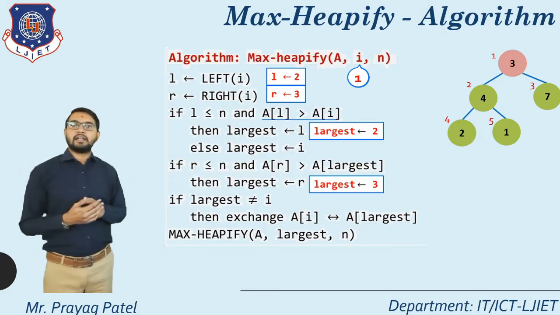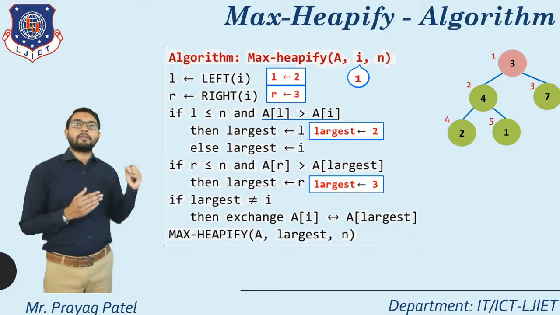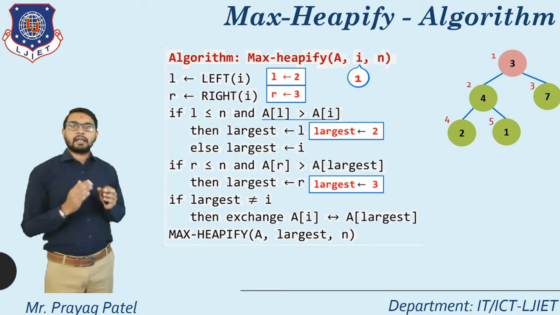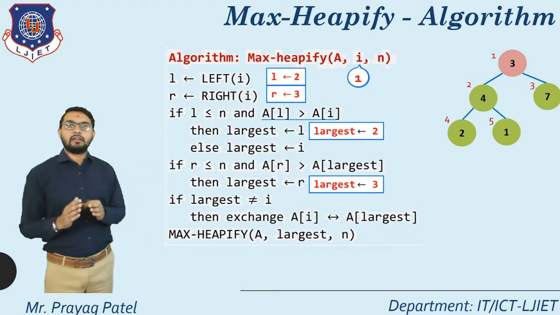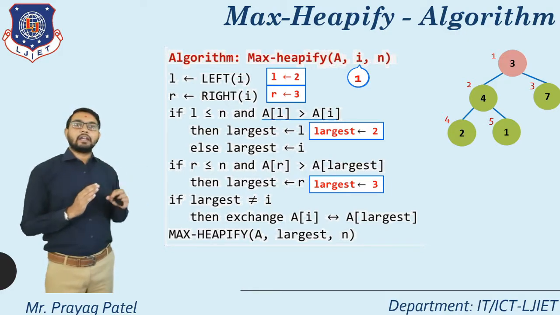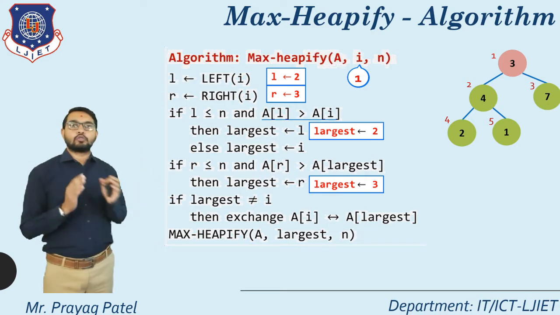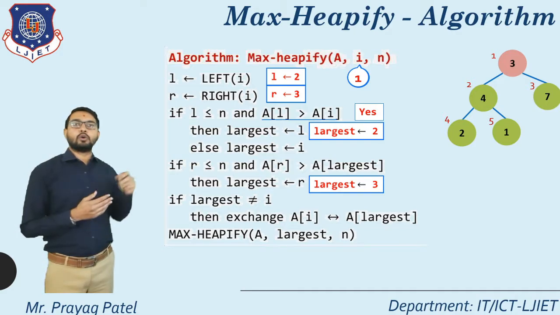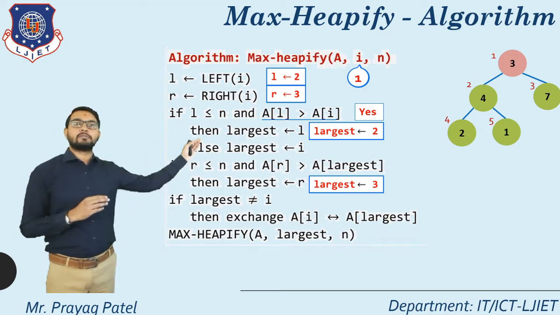Now consider the next condition: if L is less than or equal to N and A of L is greater than A of I, then largest equal to L. Here we check L less than or equal to N. Yes, because N is already 6. And A of L greater than A of I: A of I means A of 1, which is 3, and A of L means A of 2, which is 4. So 4 greater than 3, the condition is satisfied. Then largest equal to L means largest is 2 according to this function.